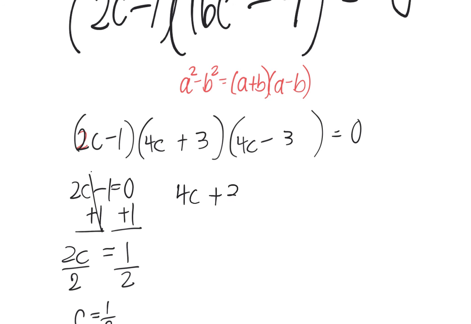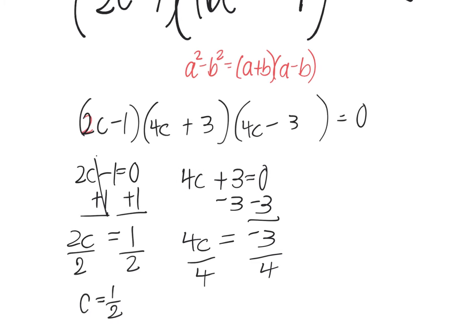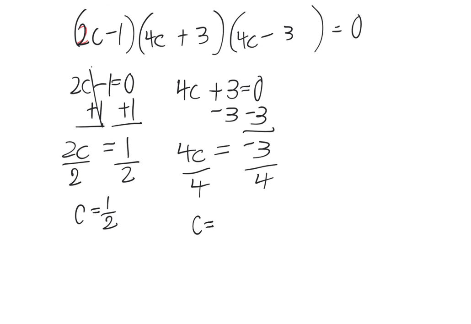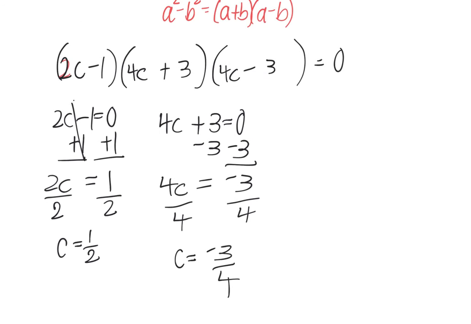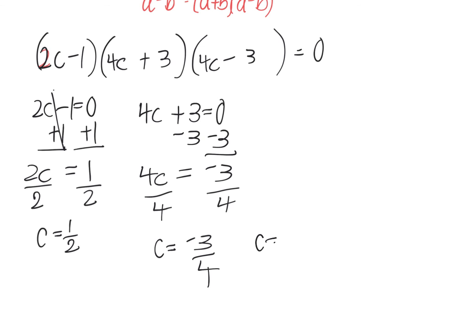4c plus 3 equals 0. Subtract the 3 from both sides. You get negative 3 equals 4c. Divide by what you don't want. You don't want the 4. You just want the c. Negative 3/4. And the other is going to be positive 3/4 from solving this right here. So there are our 3 solutions.